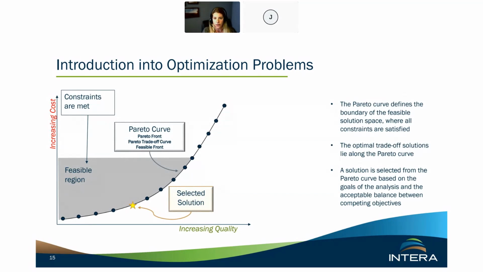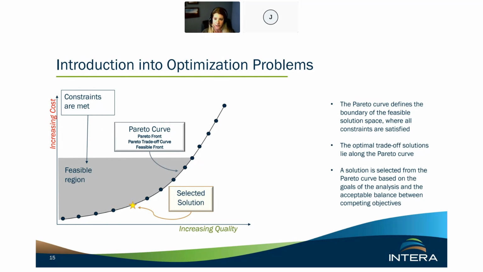What you end up with is this thing called a Pareto curve, also known as a Pareto front, Pareto trade-off curve, or a feasible front. I'm showing a Pareto curve here for our two trading-off objectives from my general example. We've got increasing quality on the x-axis and increasing cost on the y-axis. And that feasible region, that gray boundary, has solutions all throughout that meet our constraints.